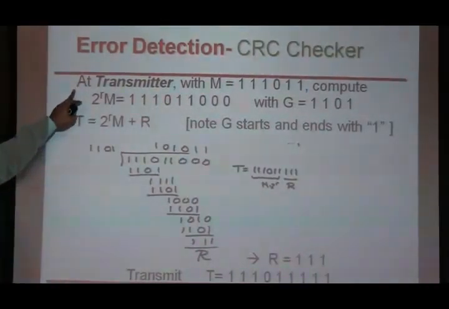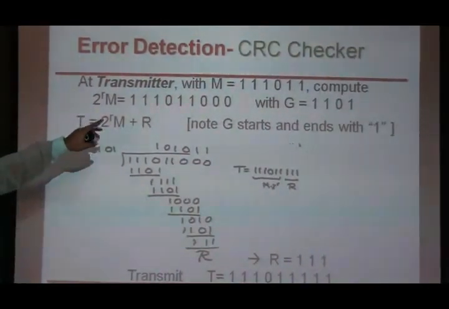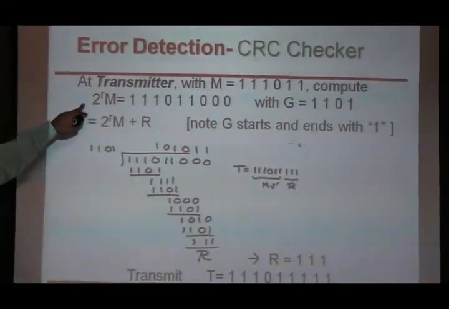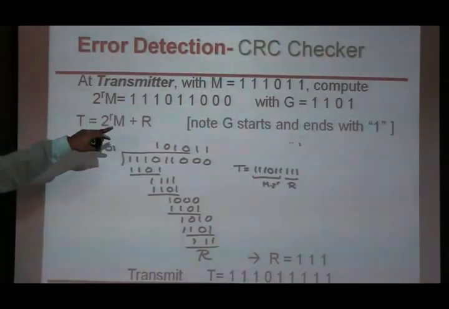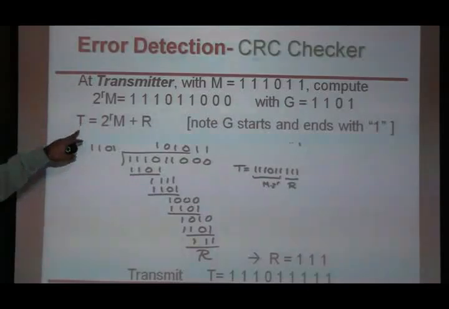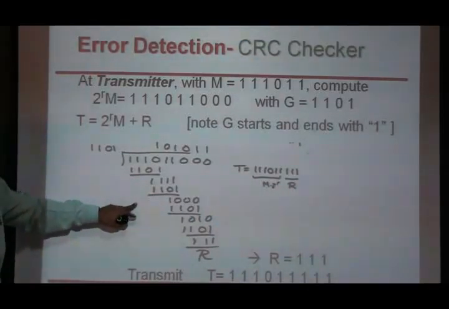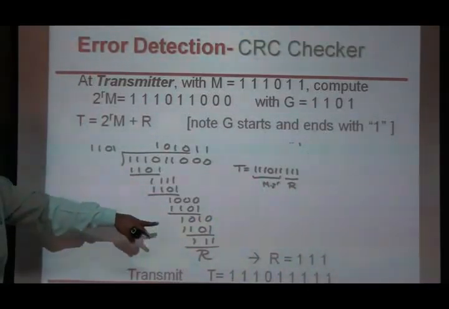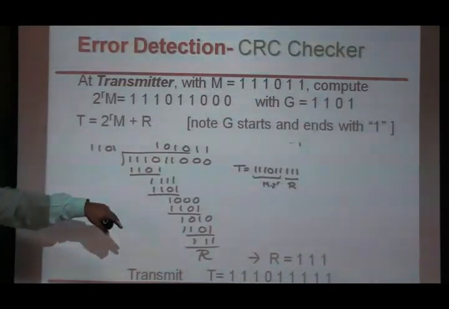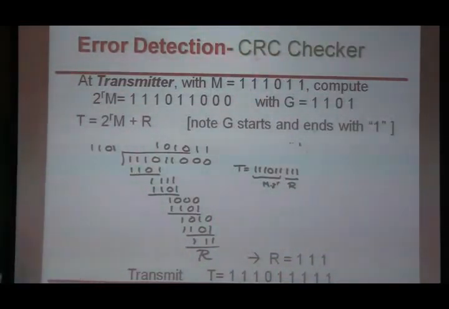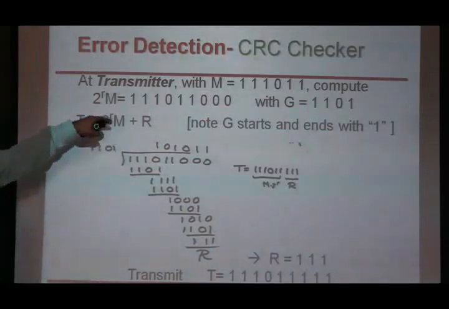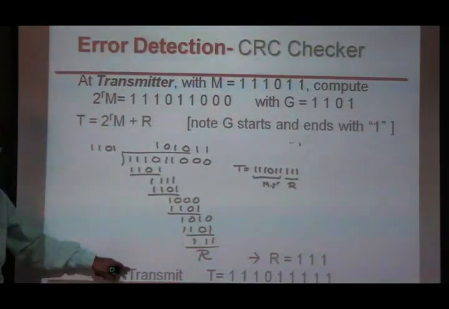The M value, that is the message value, is 111011, and the G value, the divisor, is 1101. You can perform the division as before. The remainder you are getting is 111. Adding the remainder to the original message 111011, we get the CRC value.